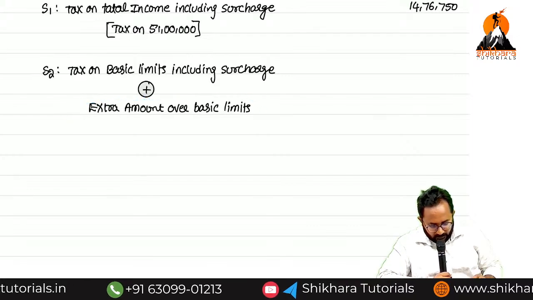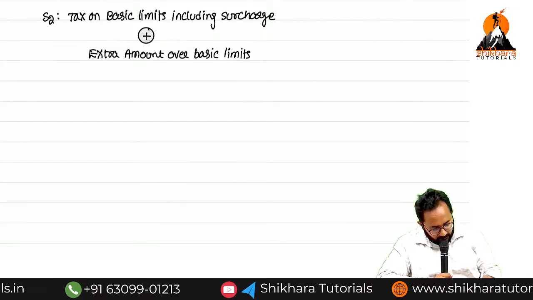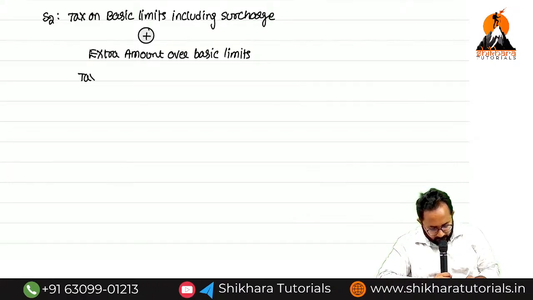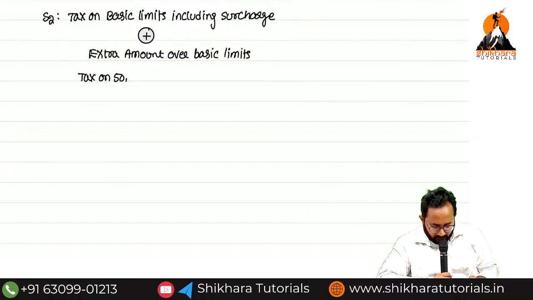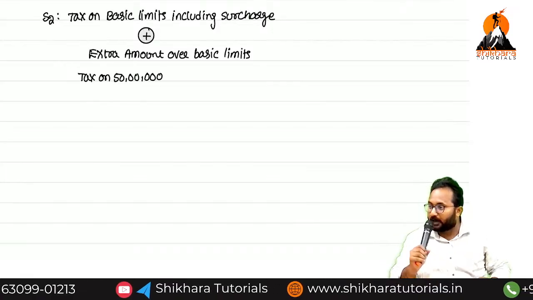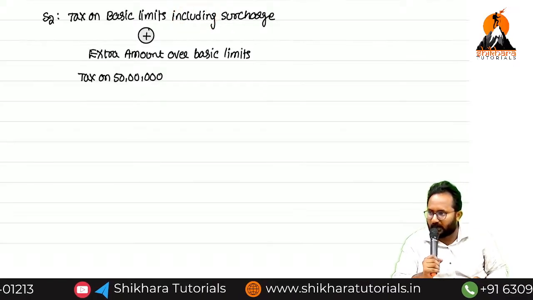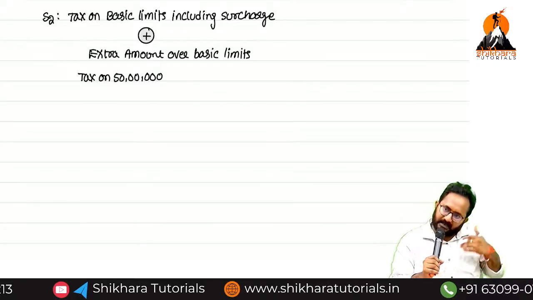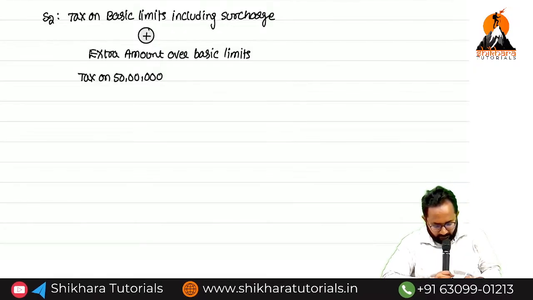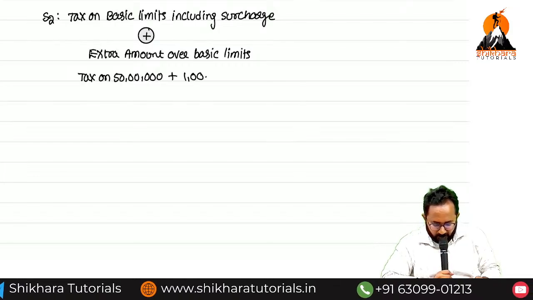Now, shall we calculate the tax on how much amount here? Tax on 50 lakh. But for 50 lakh, only income tax, no need to add surcharge. Even though the step says including surcharge, only on exceeding 50 lakh do we have to add surcharge. But here no need to add surcharge. Plus the excess income, 1 lakh. We want to give it to the department.